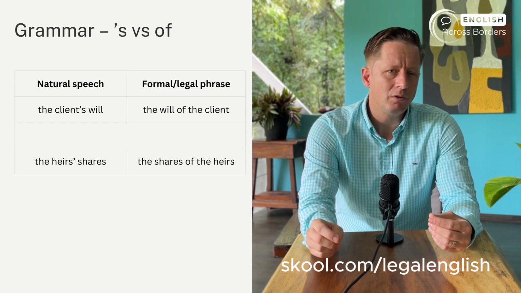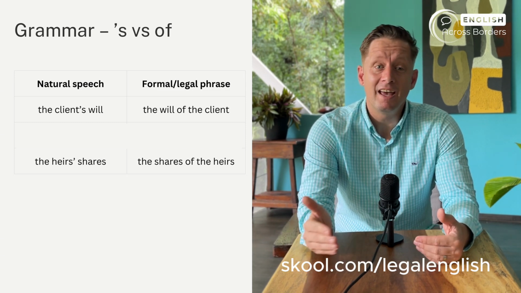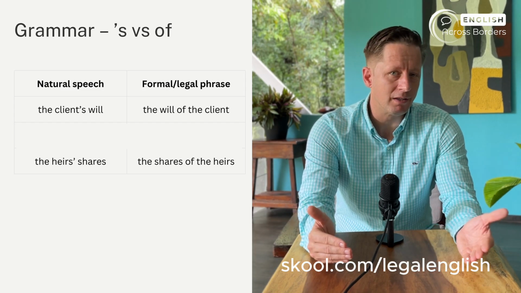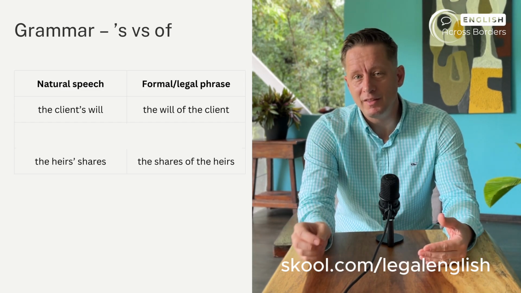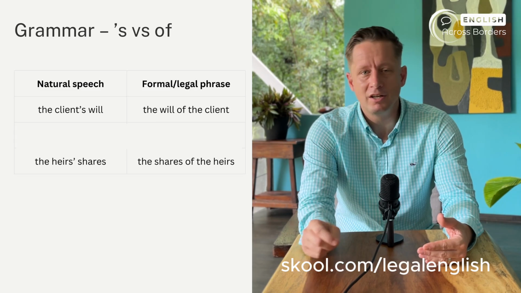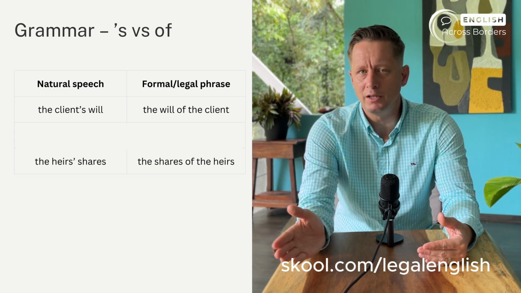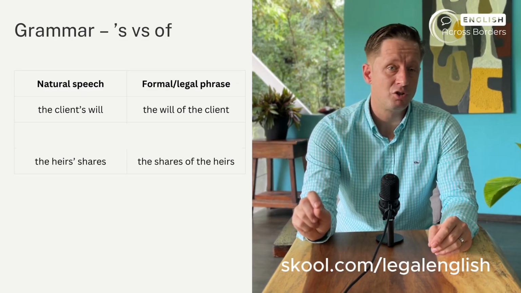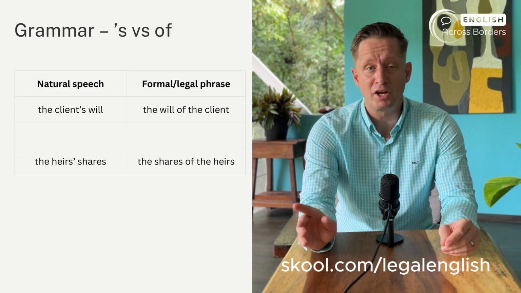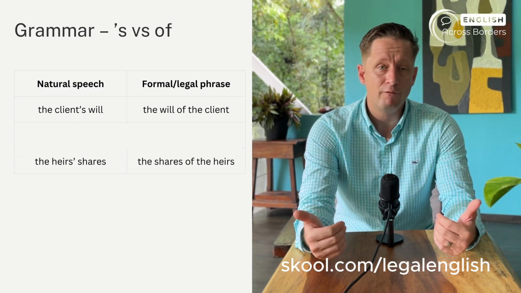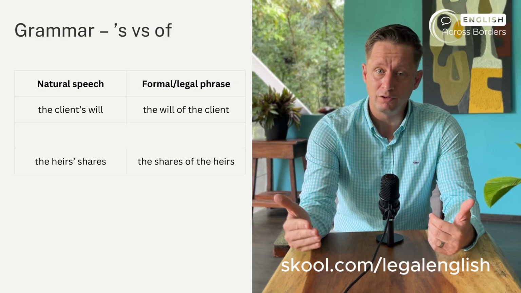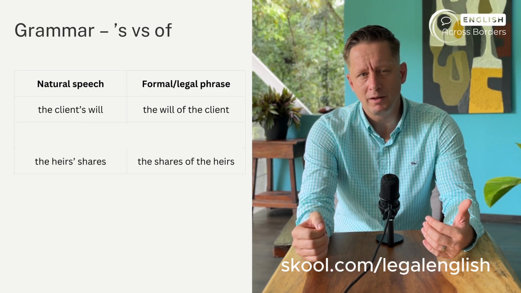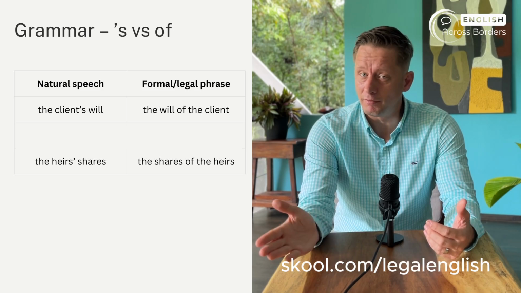So you could also explain the heirs' shares are equal. That's simple for speaking. And in writing, you may see the shares of the heirs shall be distributed equally. Both forms are correct. Your job is to choose the one that sounds clear and professional for the context. For speaking with foreign clients, use apostrophe S. For reading or explaining documents, be ready for of.